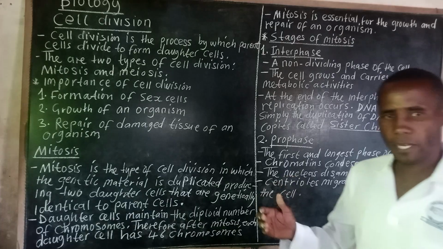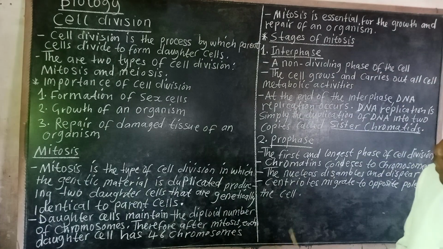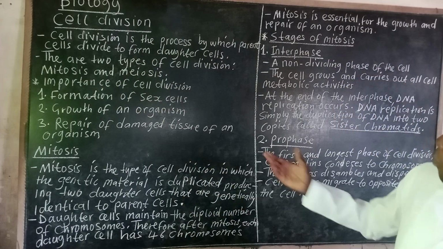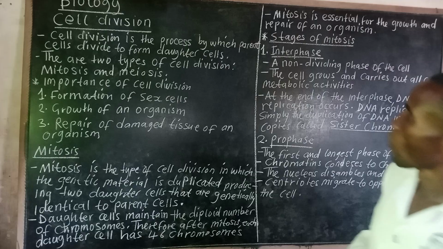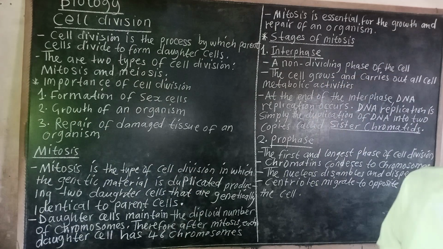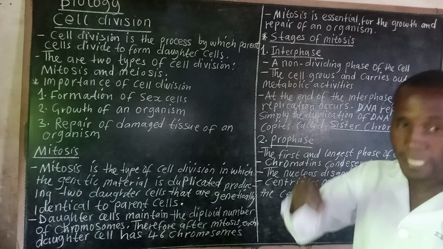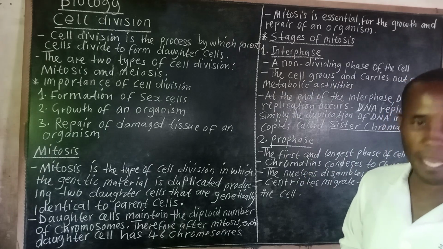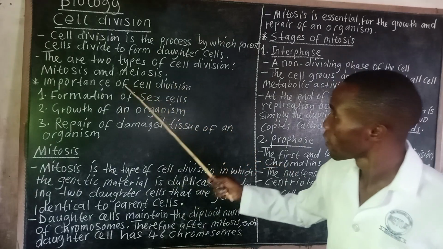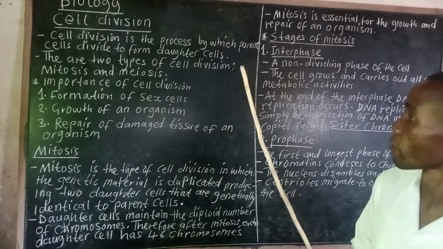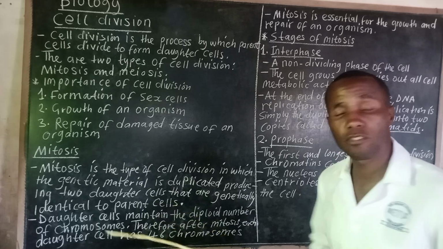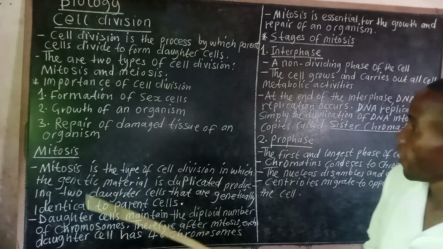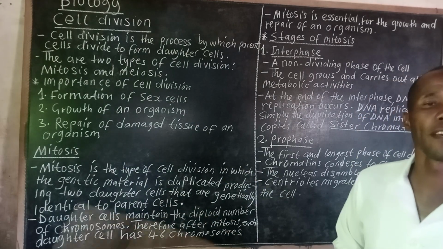Now let us look at the importance of cell division, because you have heard that there are two types of cell division. One importance of cell division is the formation of sex cells. It is cell division that actually forms the sex cells. Without cell division, there will be no sex cells, and without sex cells there will be no reproduction. Therefore, cell division is very, very important.